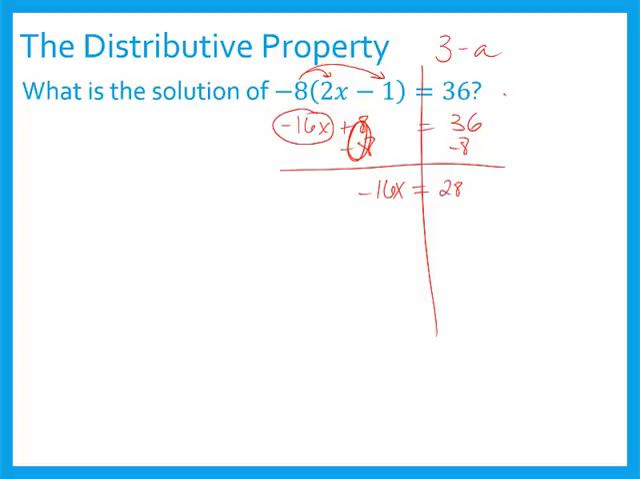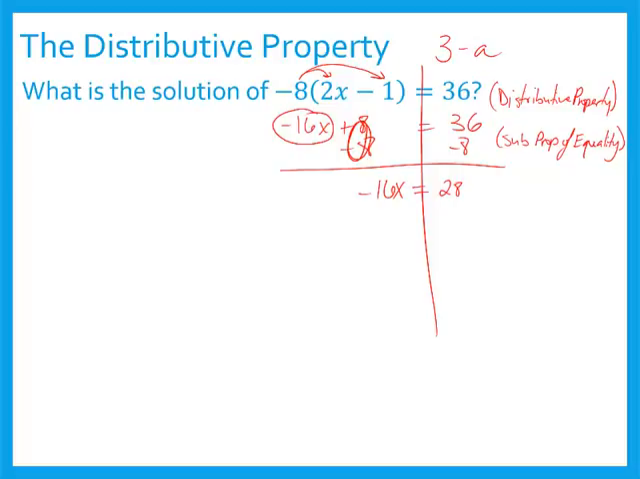Yeah, so this is the distributive property. I'm going to write that out. Okay, and then this was the subtraction property of equality. Okay, and so now we have negative 16x equals 28.